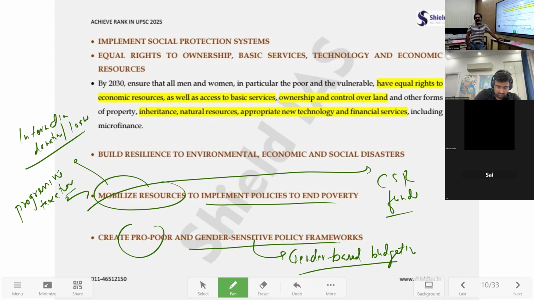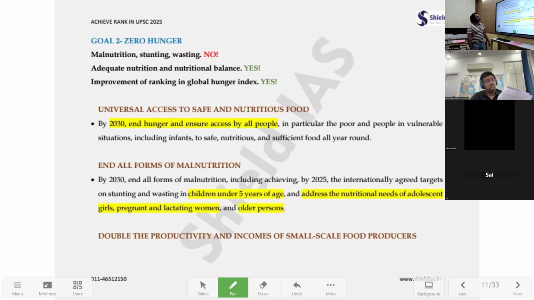Now, the next step, when we are going to reduce poverty, is that this should lead to zero hunger. Now, zero hunger. So first of all, malnutrition, stunting, wasting, there should be a big no. All these should be eliminated. I hope you must be familiar with the words stunting and wasting. Now, what is required is adequate nutrition and nutritional balance.